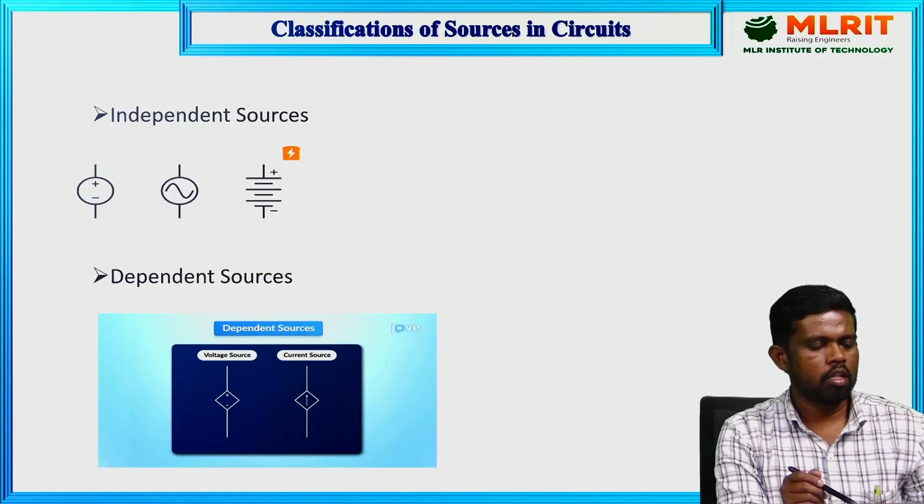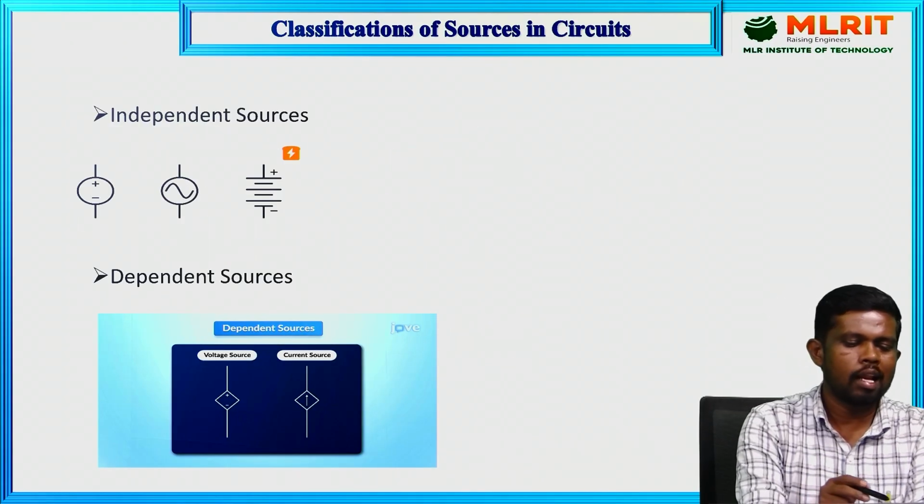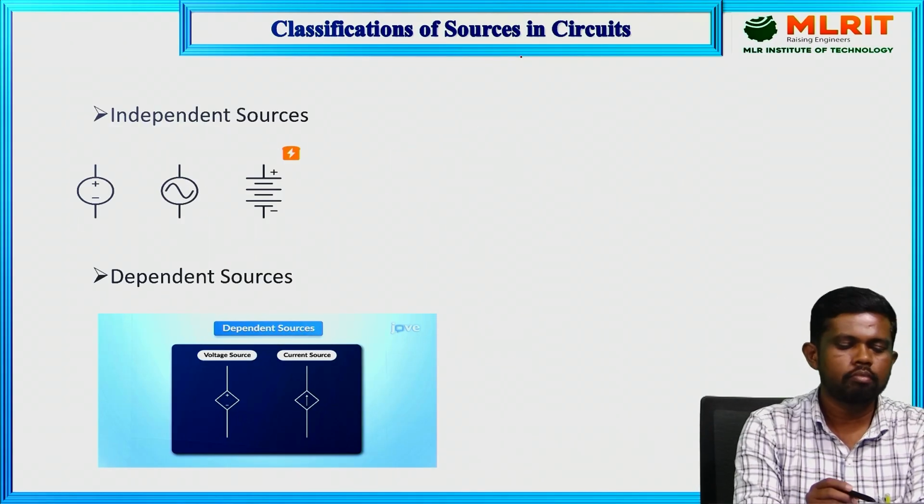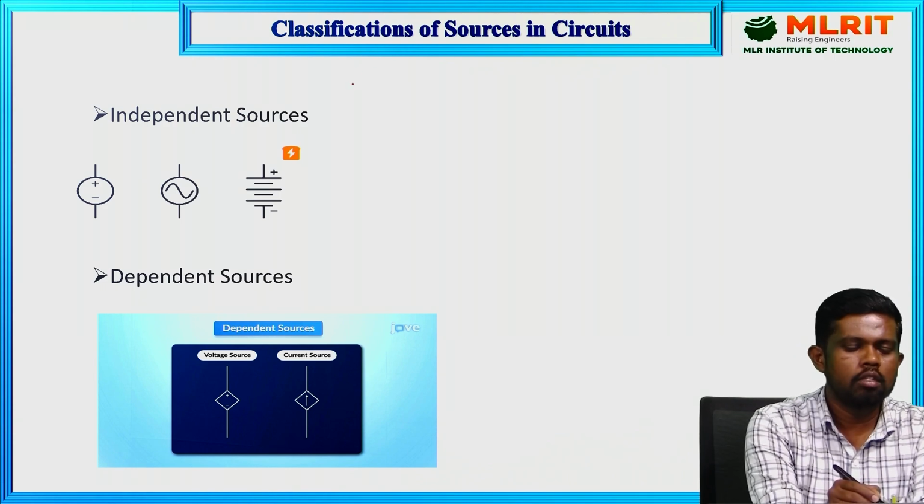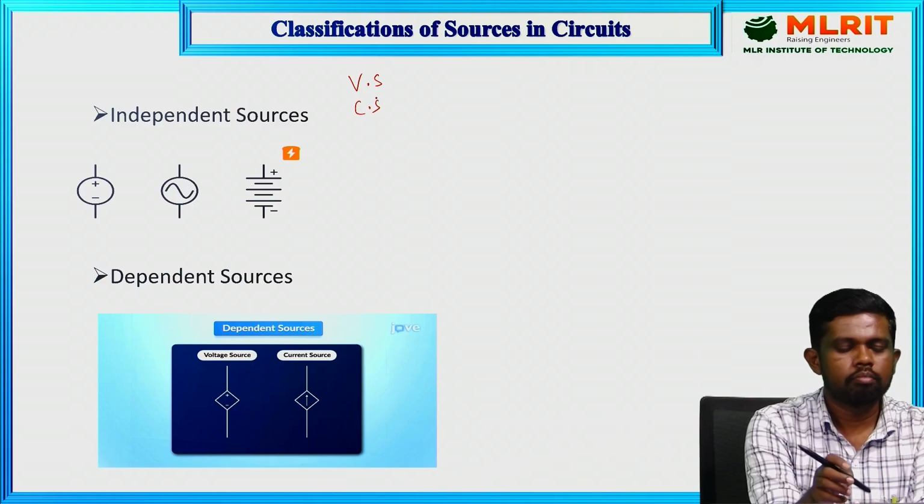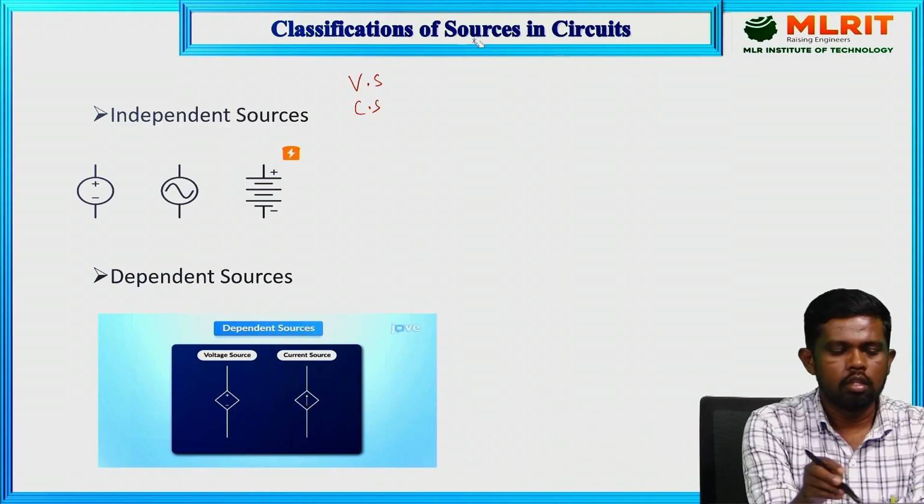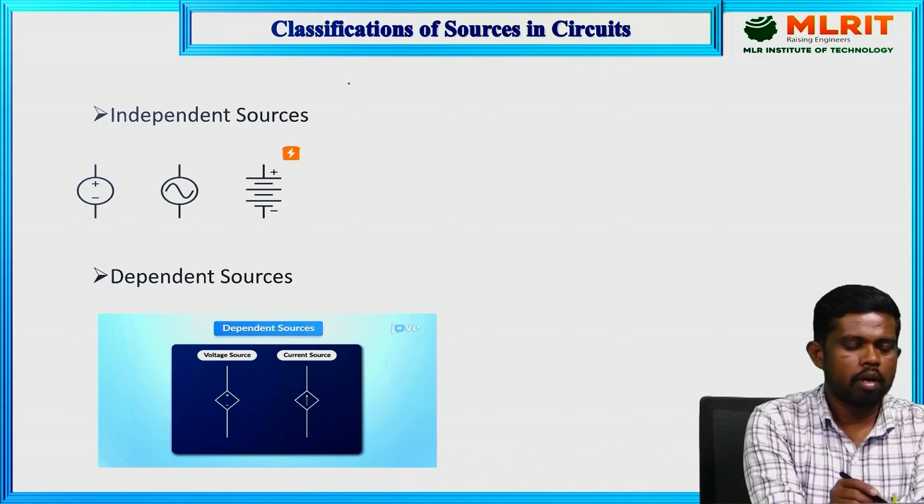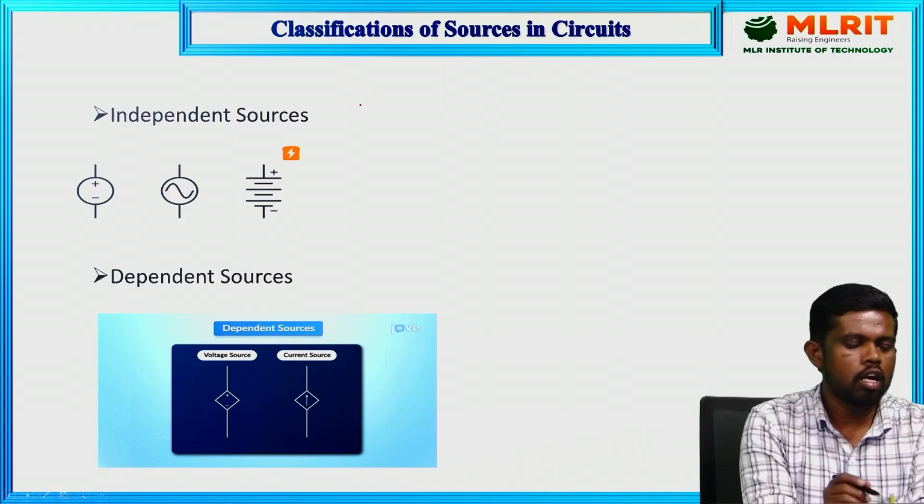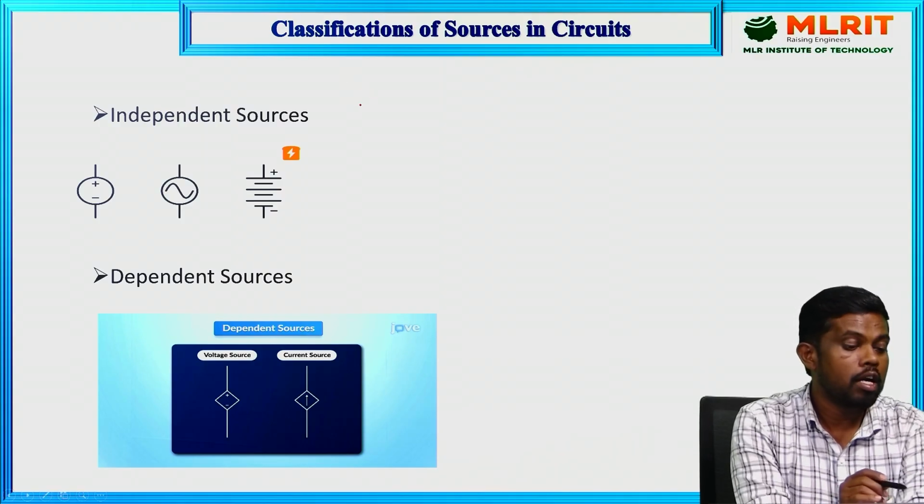The next topic in this session is the classification of the different sources. Energy sources are simply classified into two categories, voltage source and current source. This is the basic classification. But while considering voltage and current sources, there are separate sources, that is independent and dependent sources. That is a fundamental classification of sources.